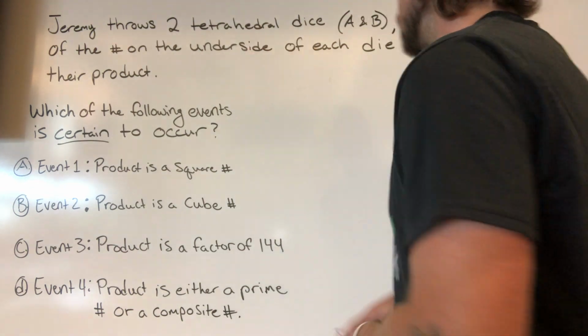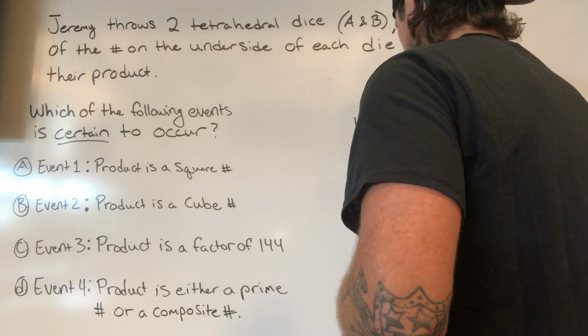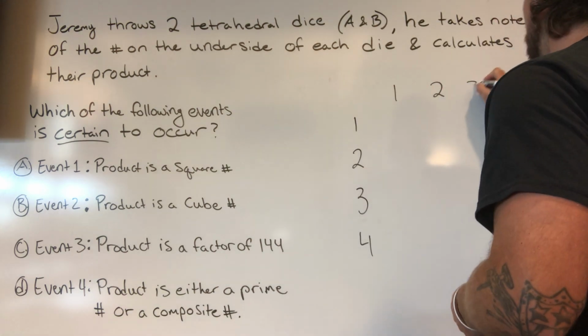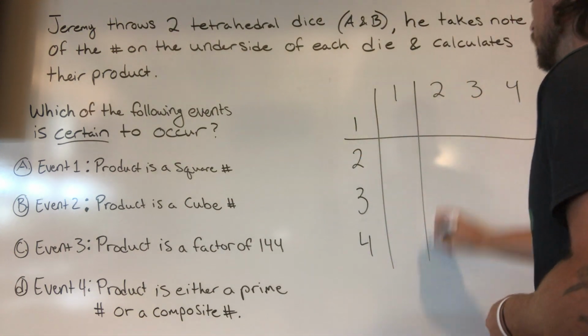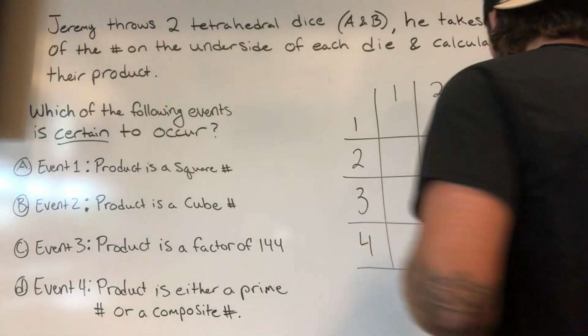Now, four-sided dice means that we have values of 1, 2, 3, and 4. And then the other dice is also going to have values of 1, 2, 3, and 4. And we're going to be finding their products. So we can make a chart here just like this, and we can find all of our possible outcomes.